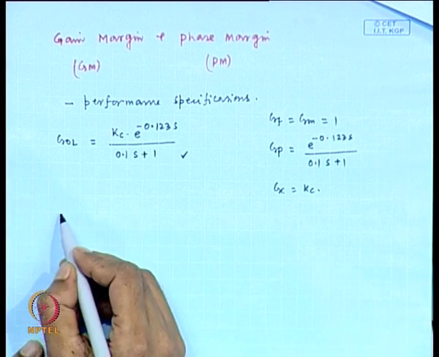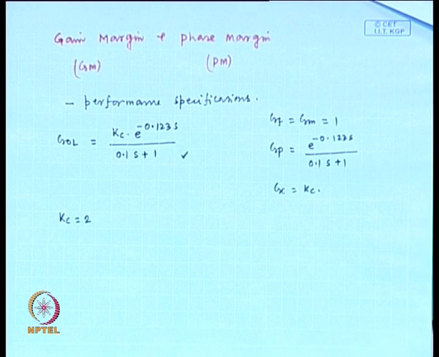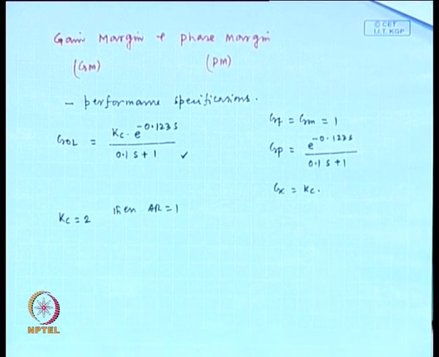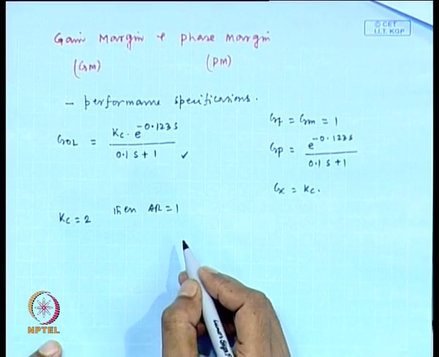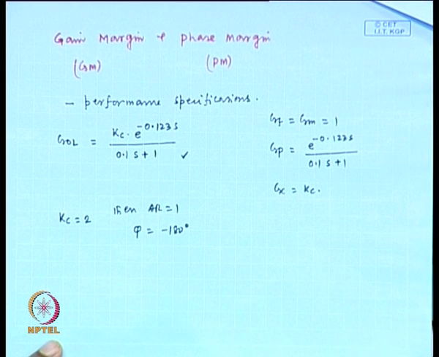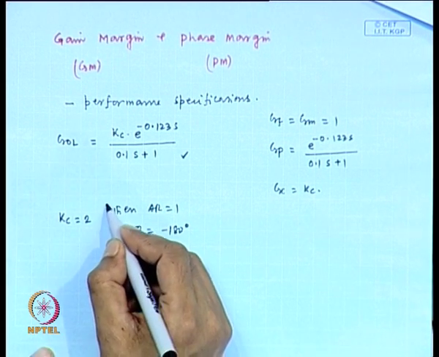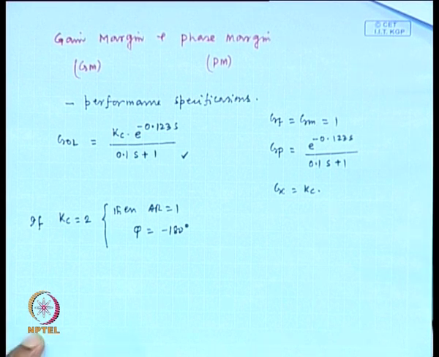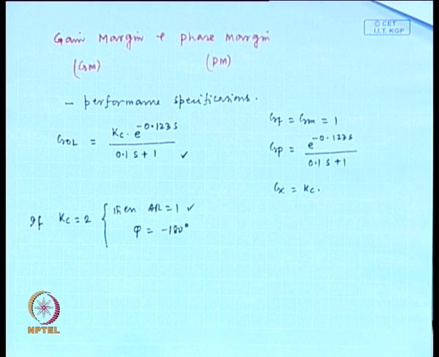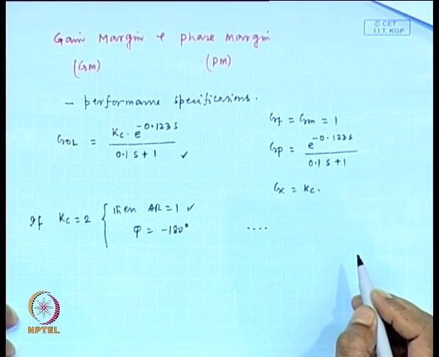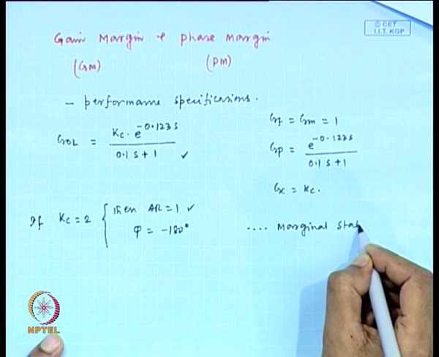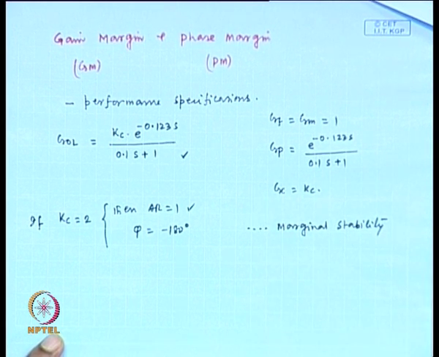Recall the fact that if Kc equals 2, then amplitude ratio becomes 1 when phi equals minus 180 degree. We concluded this for this example earlier. If Kc is equal to 2, then amplitude ratio becomes 1 when phi equals minus 180 degree, and this corresponds to marginal stability. Fine. Okay.